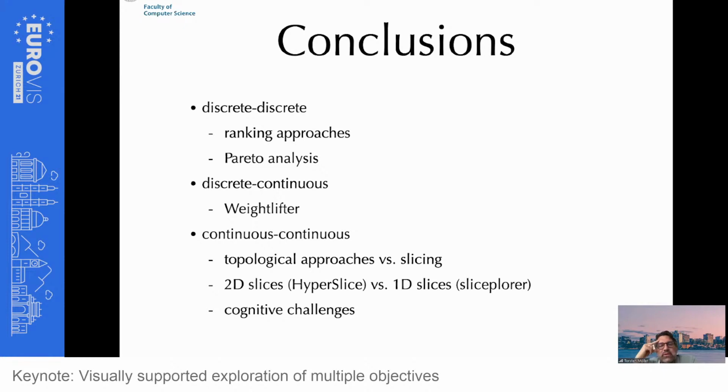The discrete to discrete mental model is really governed by these ranking approaches and a Pareto analysis. For the discrete to continuous space, our contribution here was the tool called Weightlifter. I think the continuous to continuous mental model is of interest to lots of people, but there are very few approaches in here, and I think there's opportunity to do more research. I think the topological approaches haven't been fully explored in this space and ought to be. Our approach is through these slices.